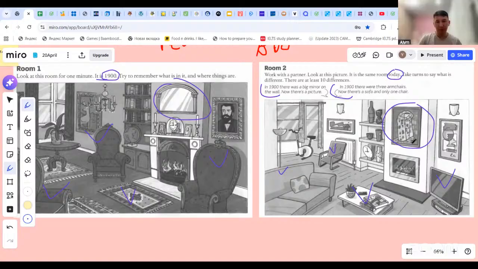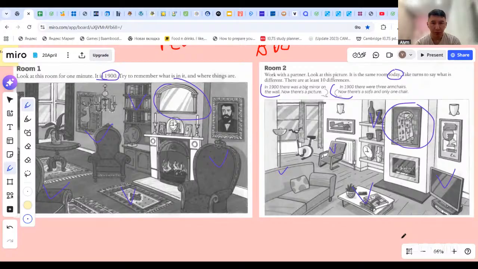And now, and now there were shelves. Shelves with what? Shelves with vases, yes, vases. Shelves with vases on the wall. On the wall, yes, that's right. There is or there are, Seyhan, shelves? There are. Yes, now there are shelves with vases on the wall. Good. What else?